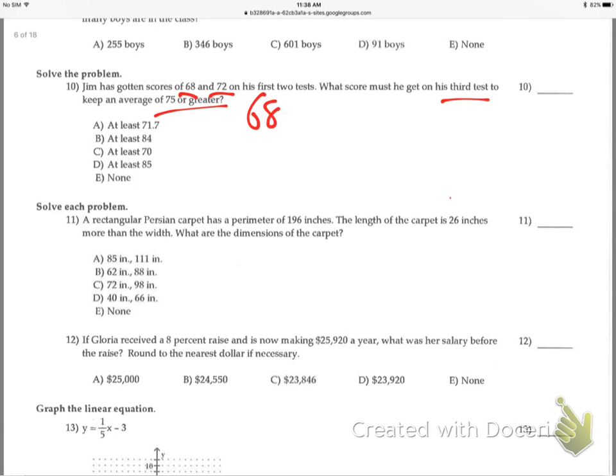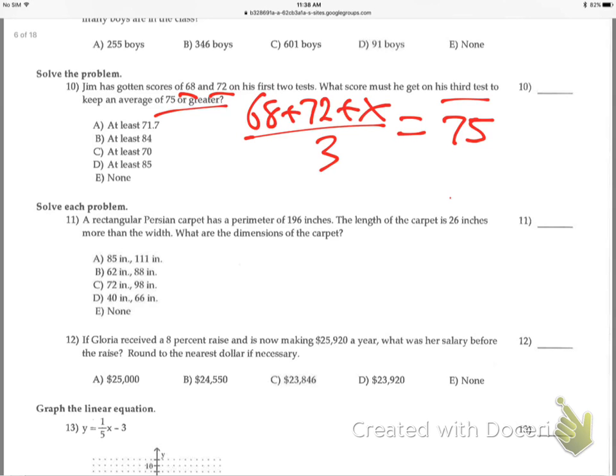Remember how we do these? 68 plus 72 plus x, divided by 3, is the total, 75. Remember, that's how you average things, right? You add the three of them up and divide by 3. And you want that to equal 75. They want an average of 75 or greater. Come on, 75.